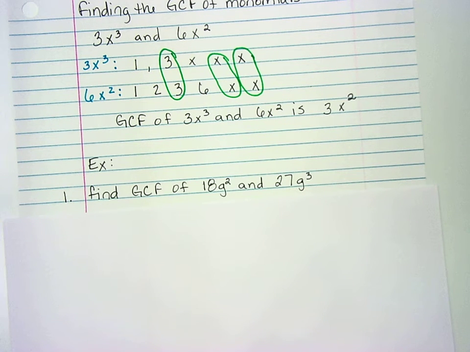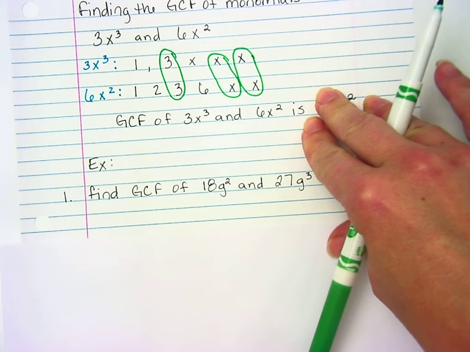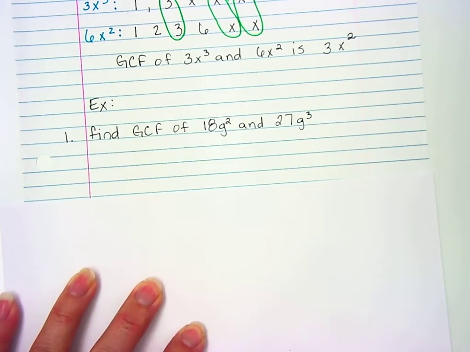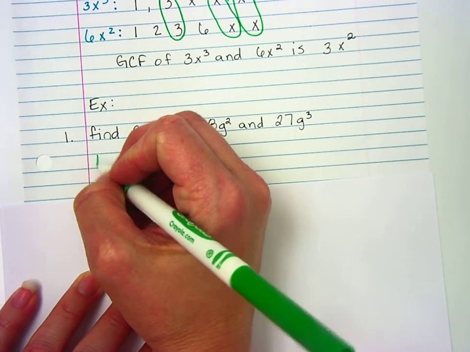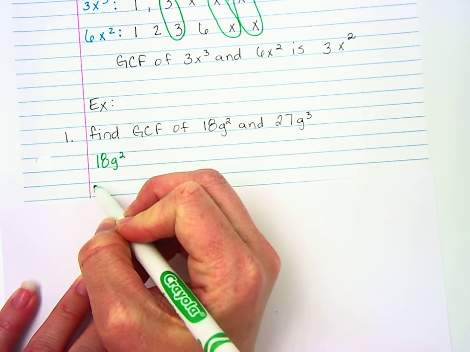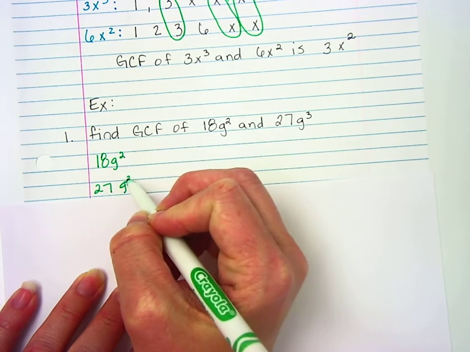So let's try a few of them together. I want you to find the greatest common factor of 18g squared and 27g cubed. Pause it, and I'm going to go on. So I'm going to work this out really quick. I have 18g squared, and then I have 27g cubed.